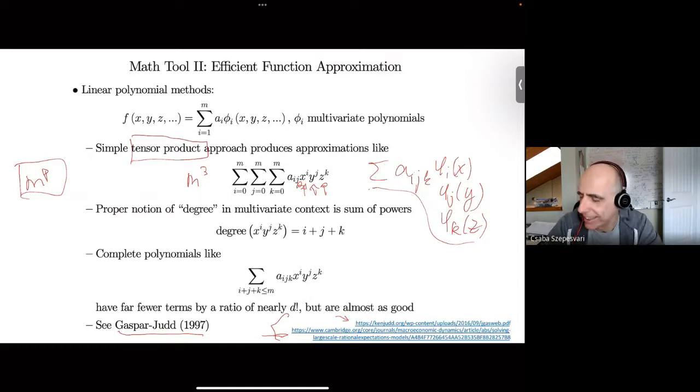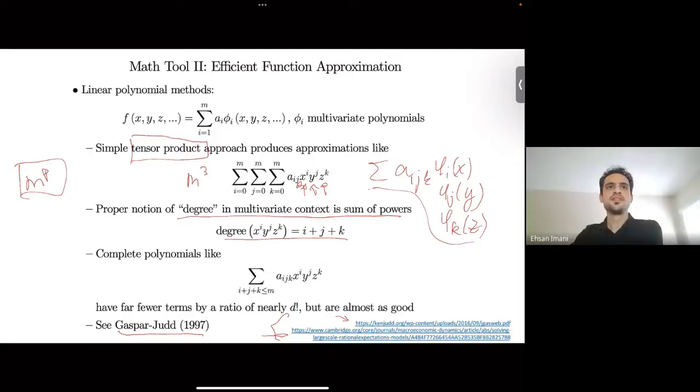And then he's saying something really interesting. He says that the proper notion of degree in a multivariate context is the sum of the powers. So do you know why this is the case? Why we should call the degree of this multidimensional polynomial the sum of the powers? Do we have some intuitive notion about what this degree should be? And if they're all the same variable, then the degree would be the sum of them, clearly.